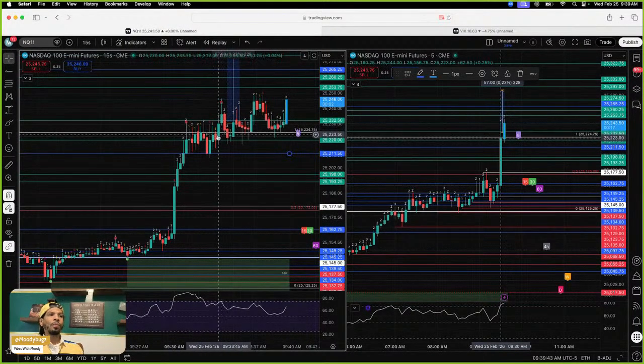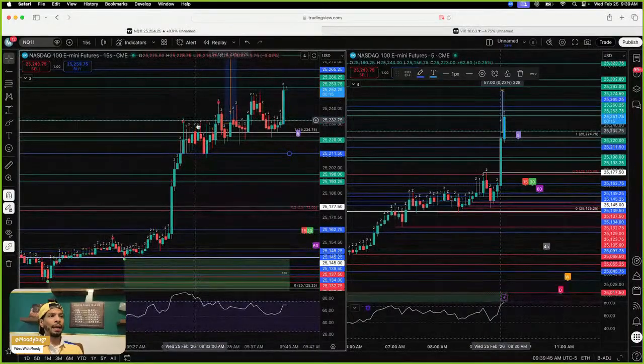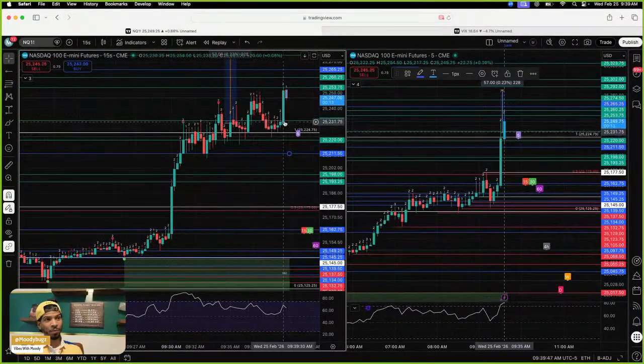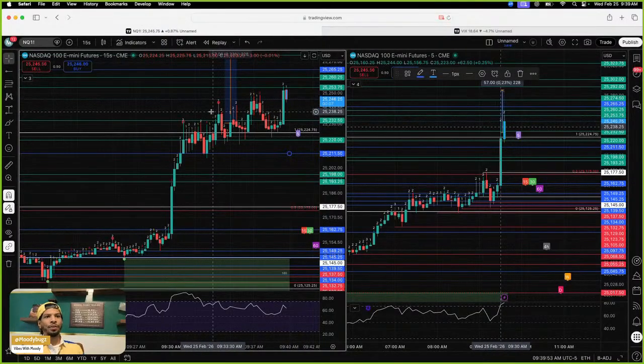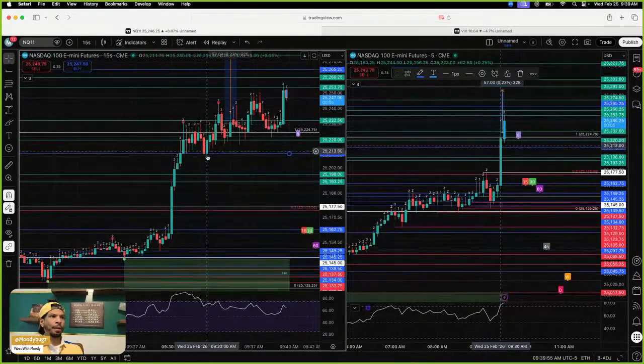However, I knew that it's going to pull back, just like you see how it's been pulling back and then just going back up. I know that it's bullish right now. However, I took the risk of saying, hey, let me not wait for the pullback.